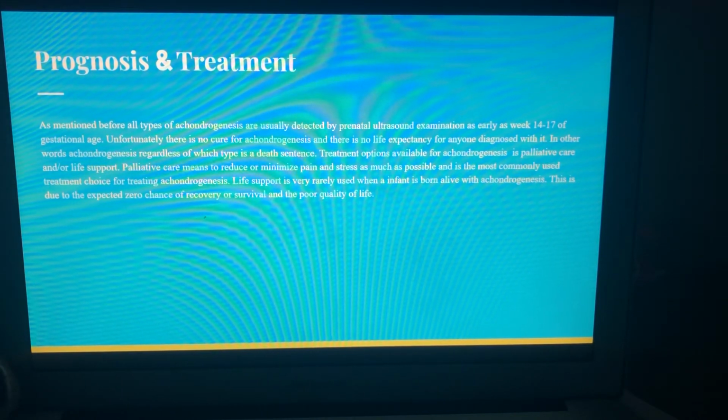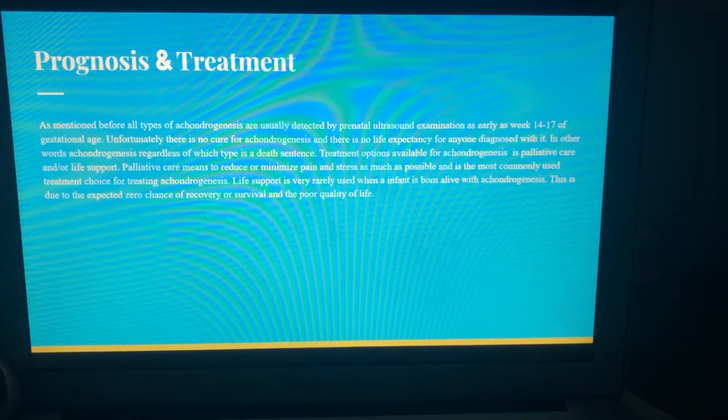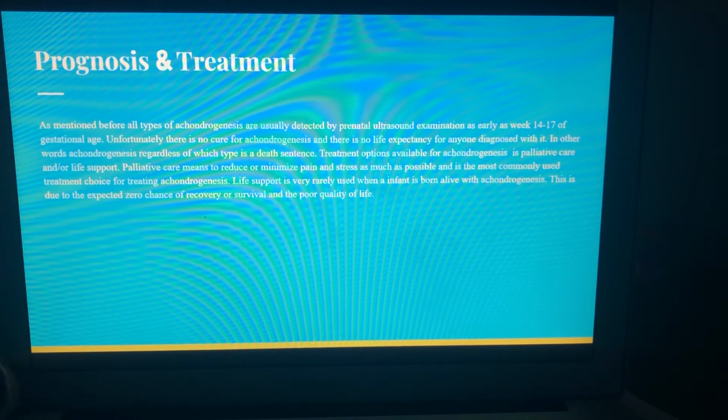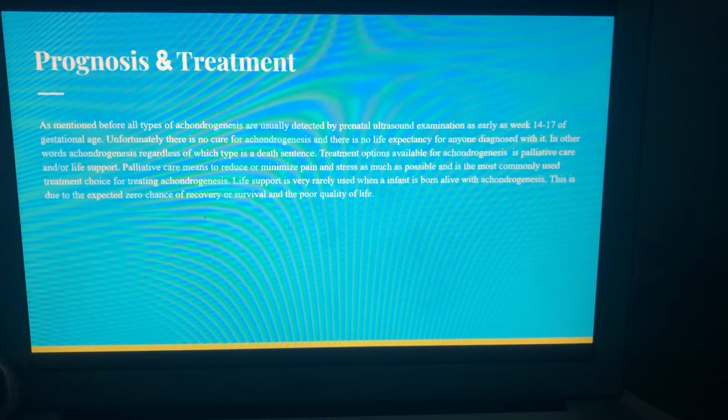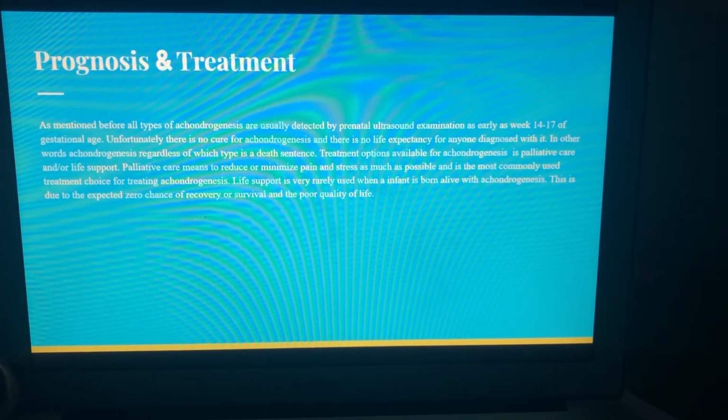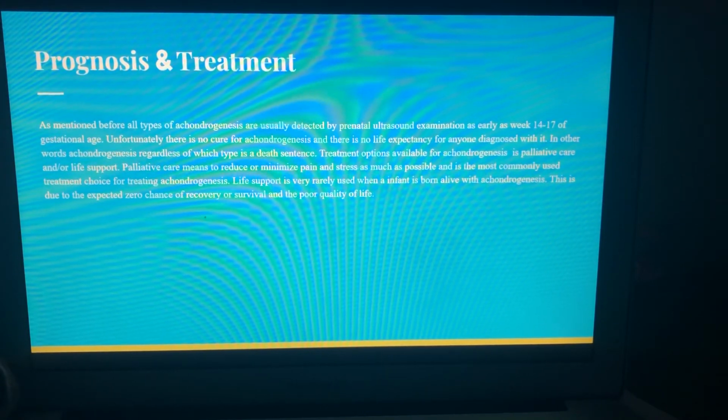Treatment options available for achondrogenesis are palliative care and/or life support. Palliative care means to reduce or minimize pain and stress as much as possible, and is the most commonly used treatment choice for achondrogenesis. Life support is very rarely used when an infant is born alive with achondrogenesis. This is due to the expected zero chance of recovery or survival and the poor quality of life. No one with achondrogenesis has ever made it to adulthood.